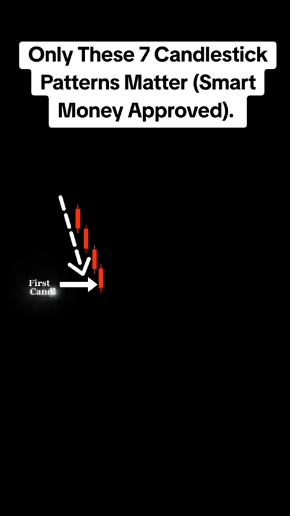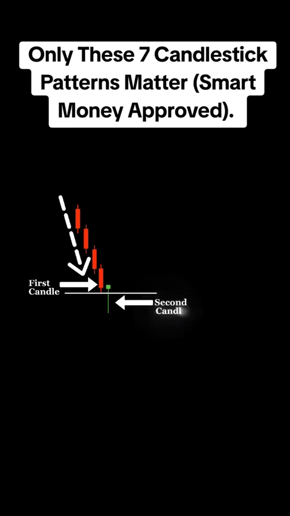Here's how to spot it. The market must be in a downtrend, or the move leading up to the pattern should be clearly bearish. The first candle in the pattern is a strong bearish candle, showing clear selling pressure. Retail traders are fully convinced the downtrend will continue.